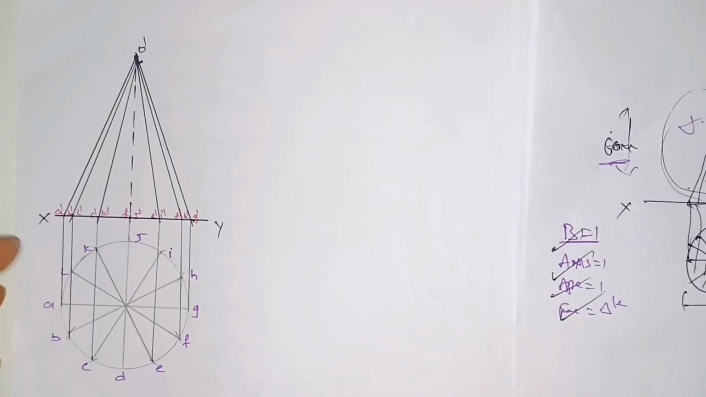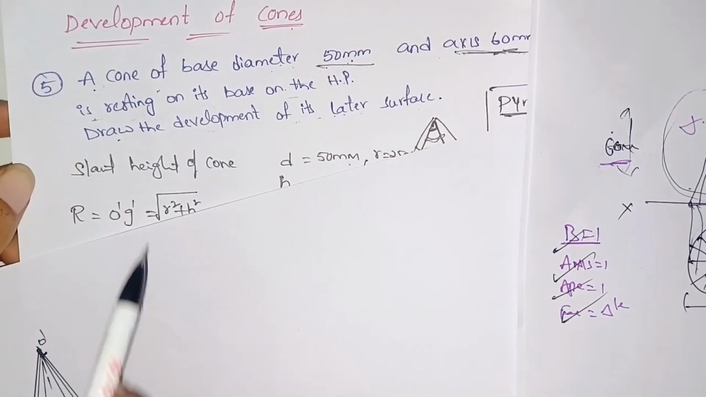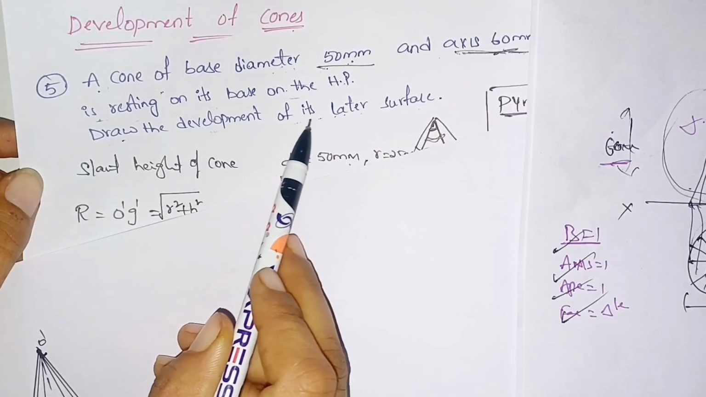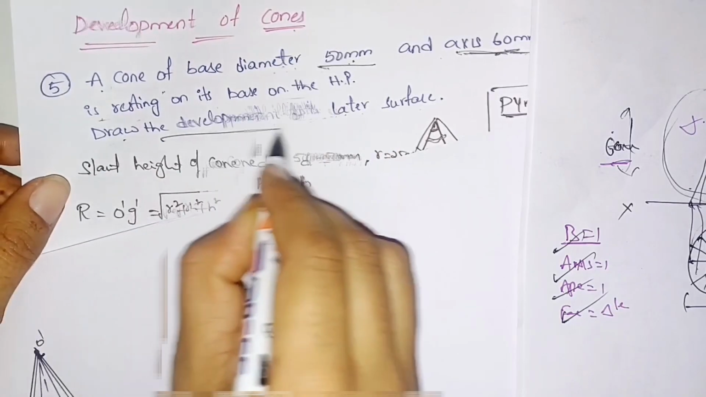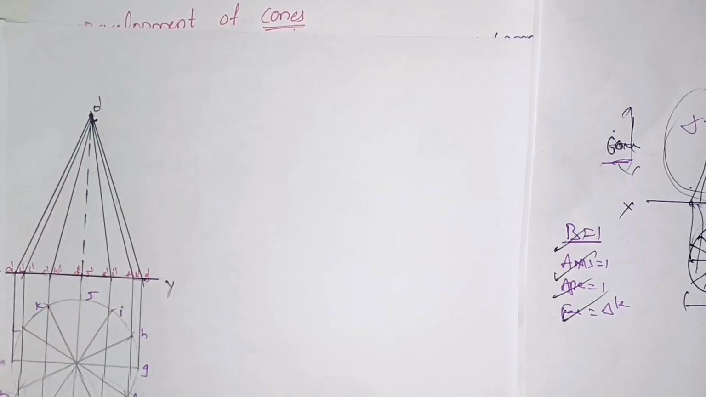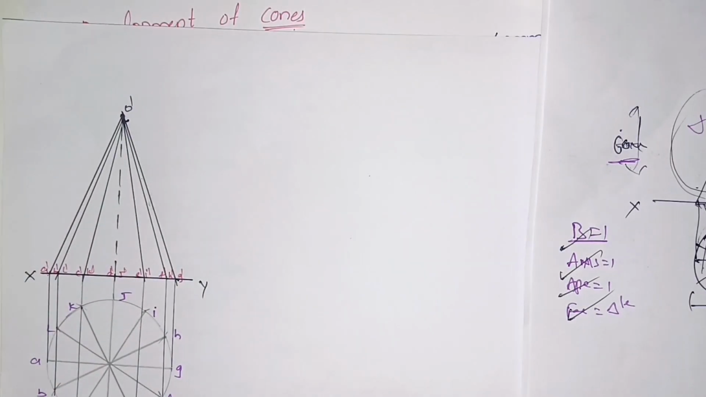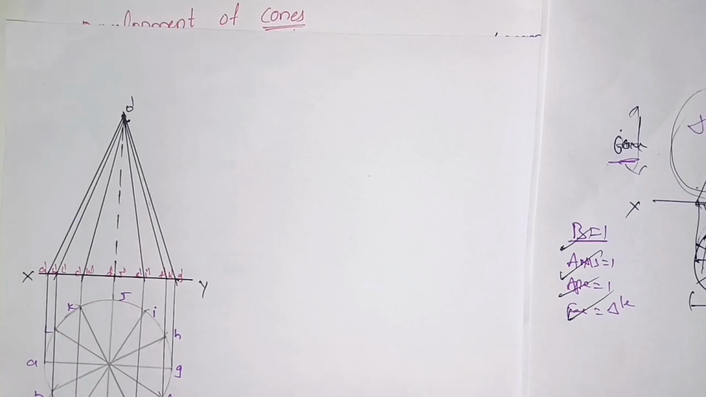And here the question is: draw the development of its lateral surface. Draw the development of its lateral surface. You have to draw the development of this cone. So we have to calculate first.